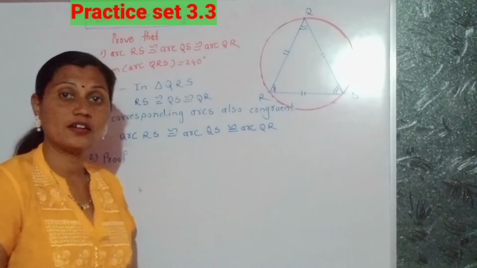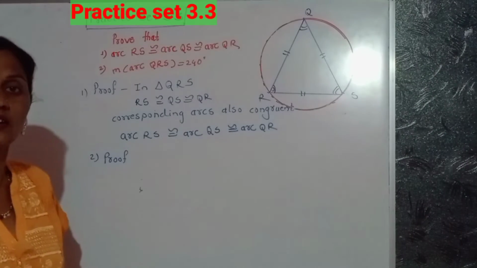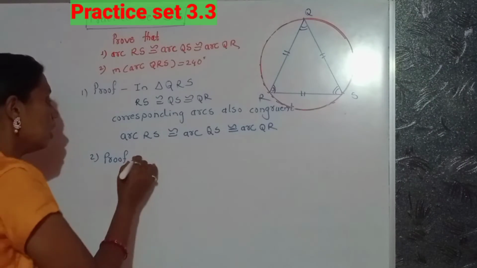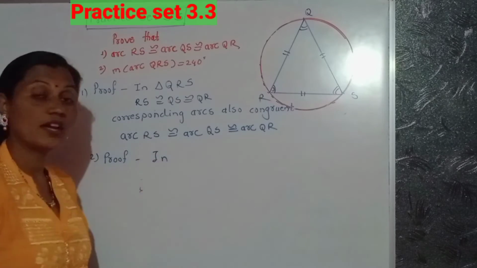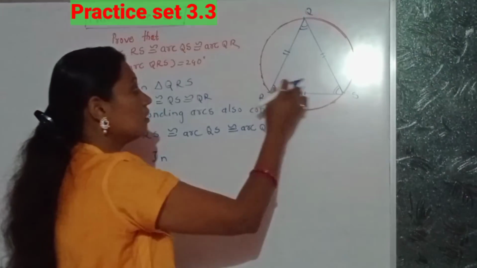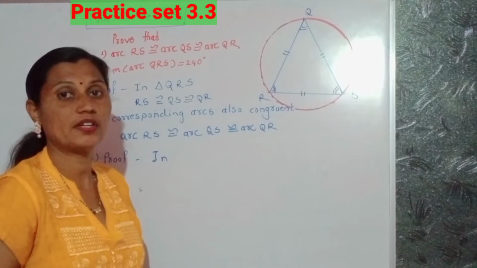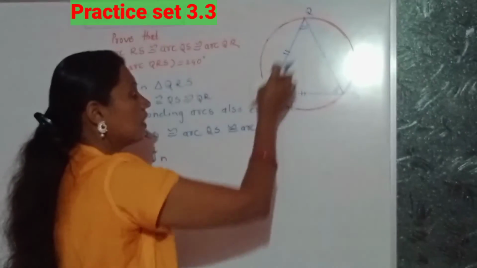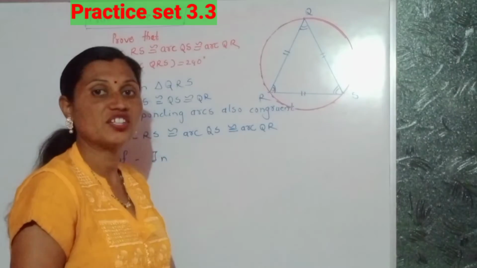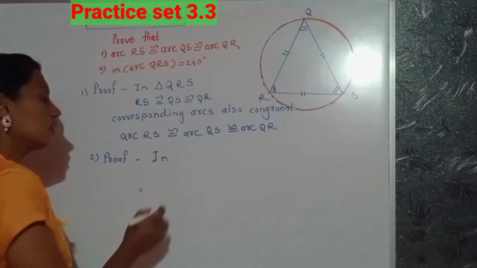In an equilateral triangle, all sides are congruent and all angles are also congruent. If all angles are congruent, then each angle becomes 60 degrees, because the sum of the three angles of a triangle is 180 degrees and each angle is congruent. Therefore, each angle's measurement will be 60 degrees.